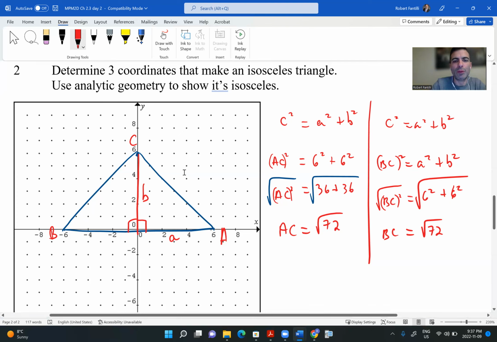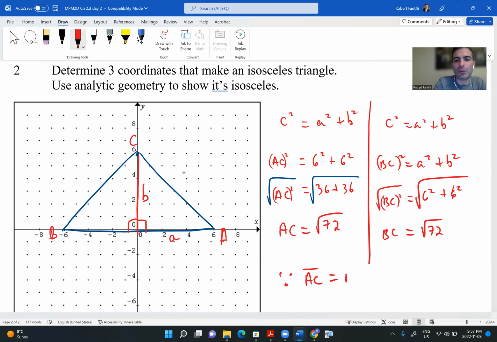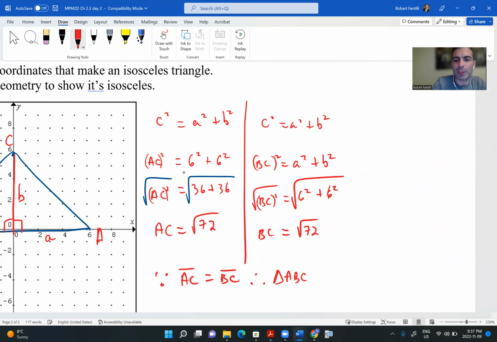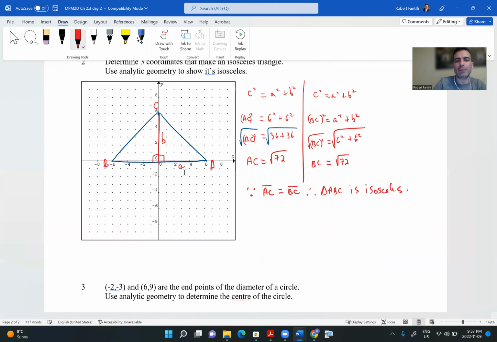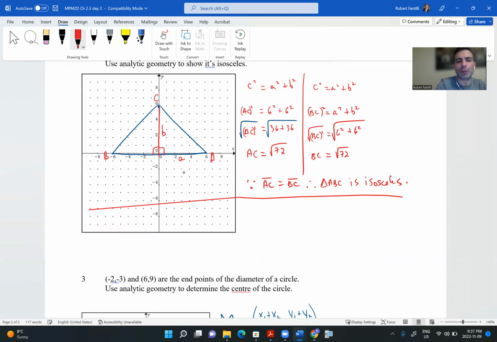Okay. We've proven, and you can say, since line AC is equal to line BC, that's an easy communication, therefore triangle ABC is isosceles. Okay, and there's my important statement at the end.